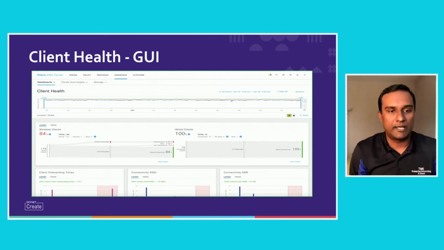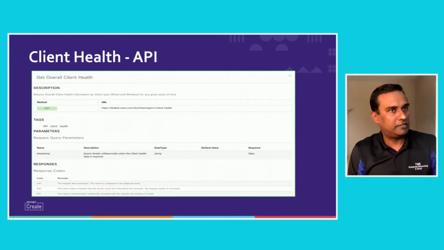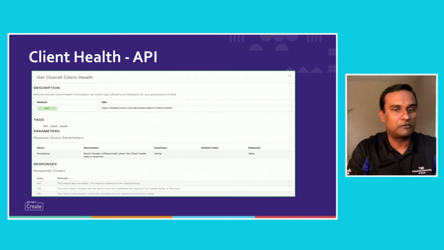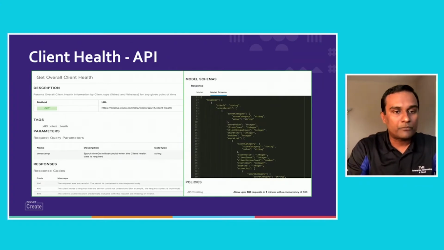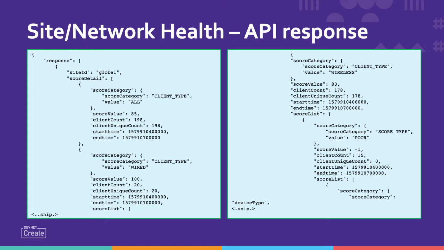For this, we have the client health API, which will give you all of these details. This gives you the score details for wired and wireless, and what kind of issues you're having in your network. All of these details will be shown here as part of this API call. And here is a sample response for this API call, where you can see it tells you the client type. So this could be wired or wireless, and we give you the number of wired clients, number of healthy wired clients, number of healthy wireless clients, which clients are not healthy, and why they are not healthy. All of these details are provided as part of this API response.